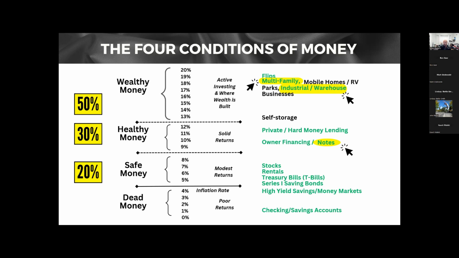And for example, I've got my father. He recently got into mortgage note investing after he saw what we were doing. And he actually prefers mortgage note investing, even though it sits in the healthy money category. He prefers that over some of the wealthy money category investments, because he loves the cash flow of the notes. And so it just depends, right? You just have to find a mix. You have to find what works for you from a diversification standpoint.